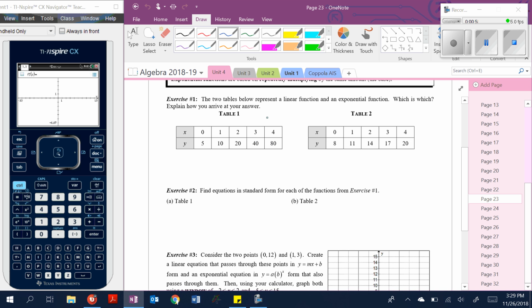What's happening there? Well, if I add 5, then I'd end up with 15, and so that's not it. So what's another way that I can get from 5 to 10? Yeah, multiply by 2. Is this true? Is 10 times 2 20? Yes. Is 20 times 2 40? Yes. Is 40 times 2 80? Yes. Okay. So that has a multiplier. So what do we know? Yes, this is exponential.